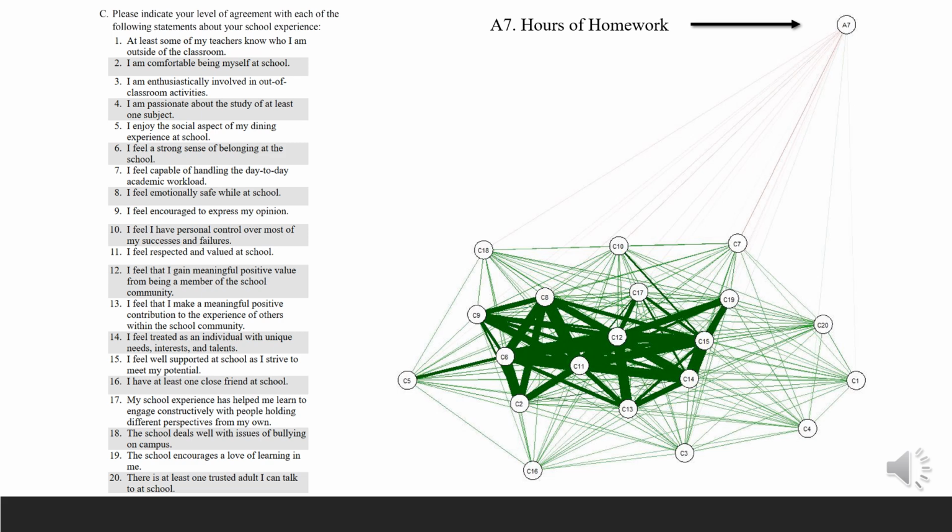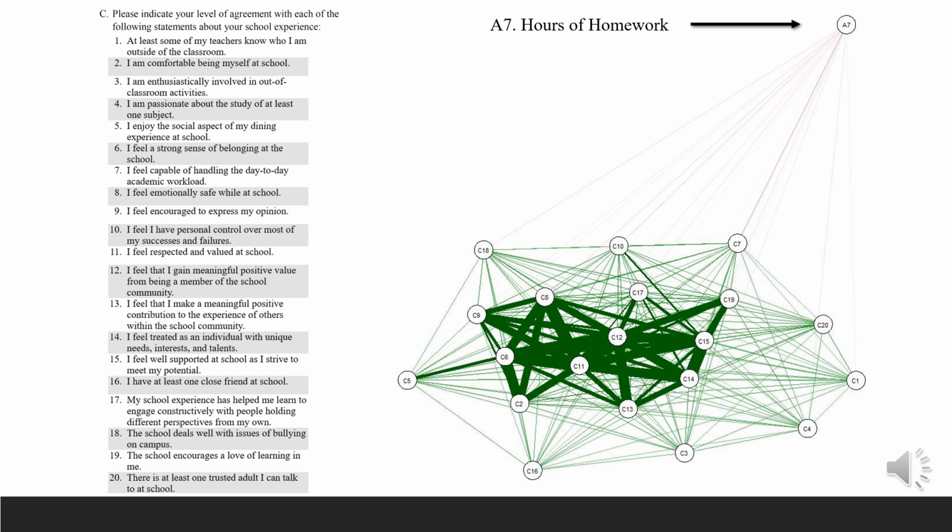The green color of the lines means that the nodes are positively correlated. Red lines reflect a negative correlation. So, time spent on homework displays a negative correlation with most other measures in this map. A couple of things to say here.